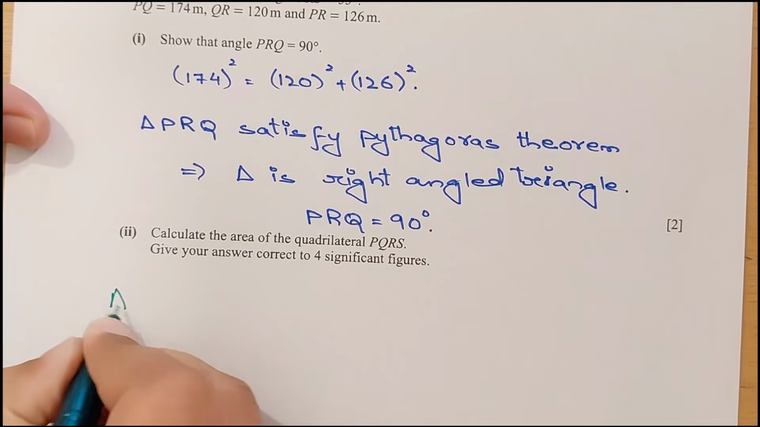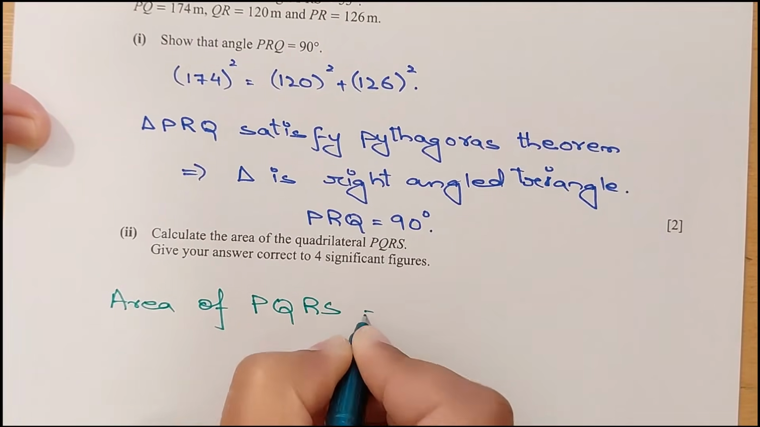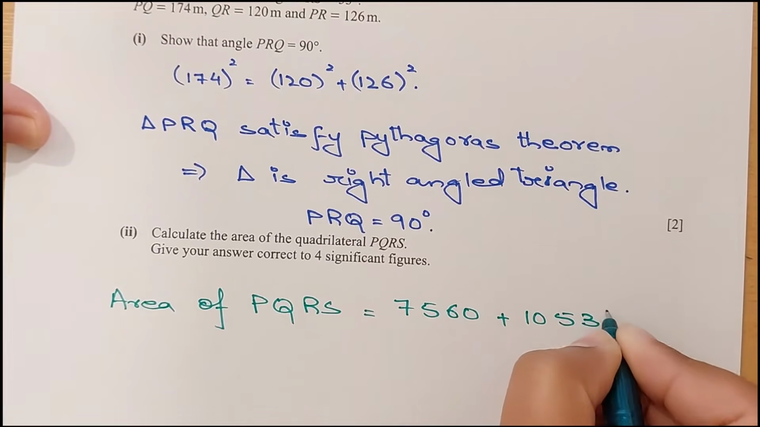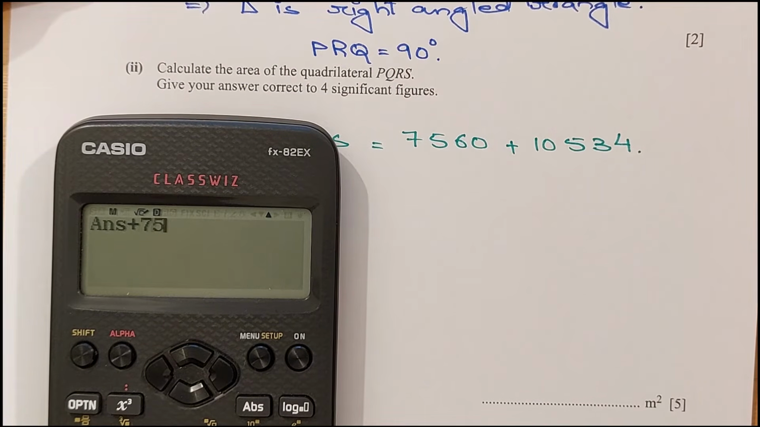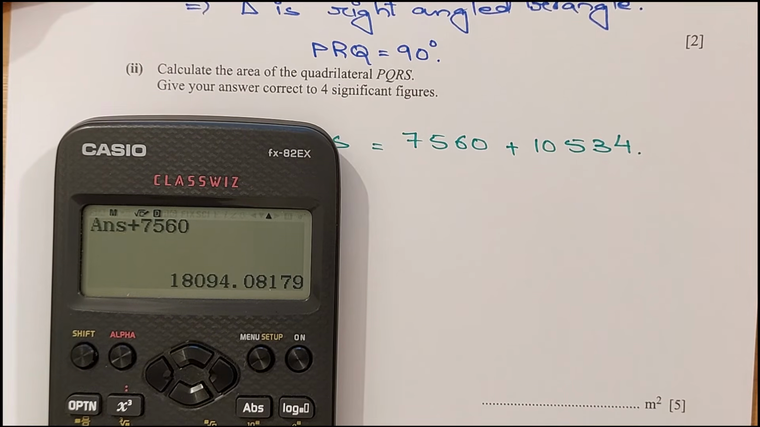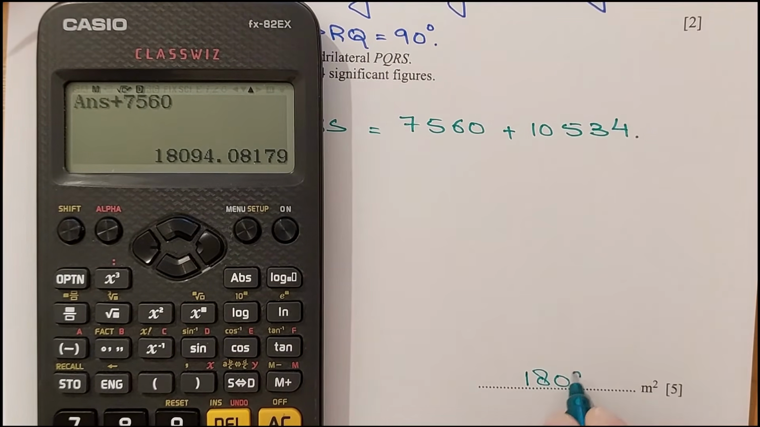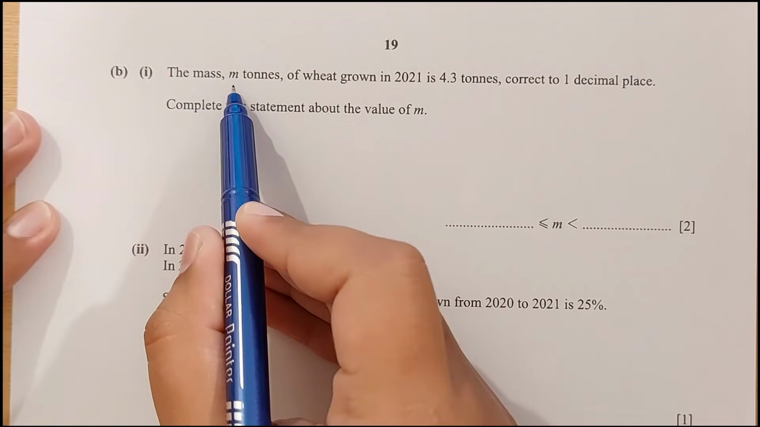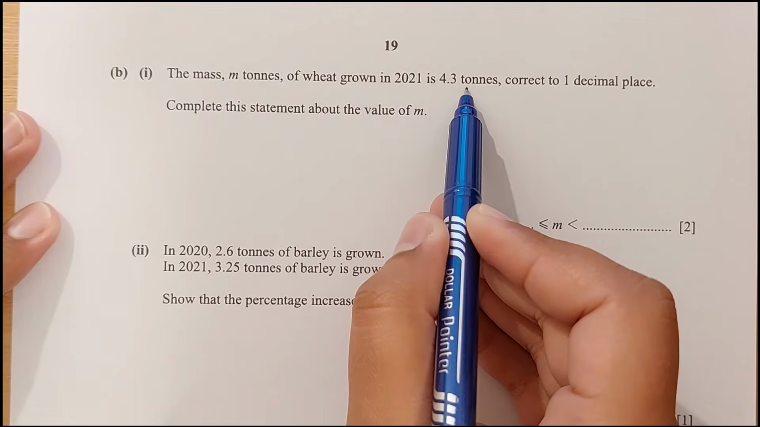And to get the area of the quadrilateral, we have to add the two areas, right? So the area of the quadrilateral PQRS is the area of two triangles, that is 7560 plus 10534. Let me add it. This is 18,094 is the area, meter square.